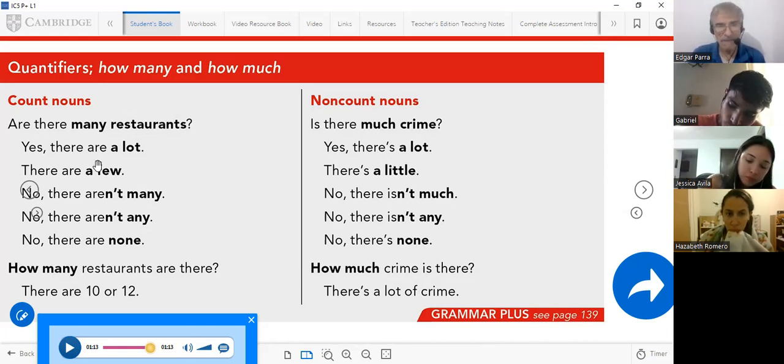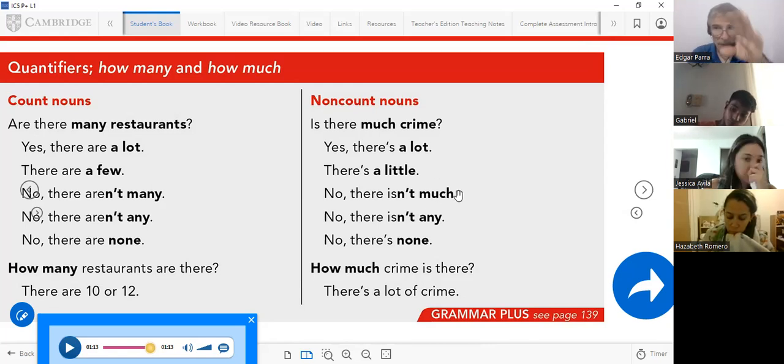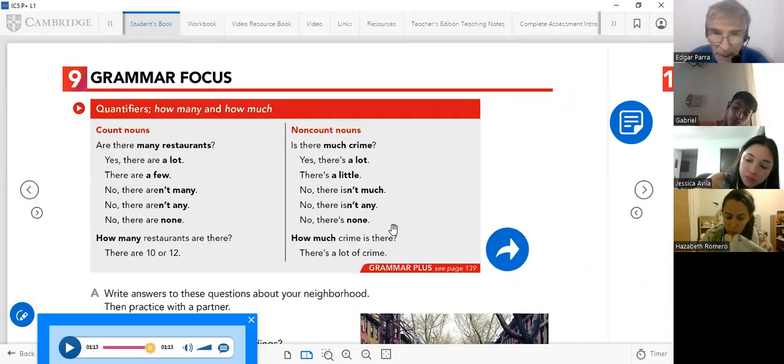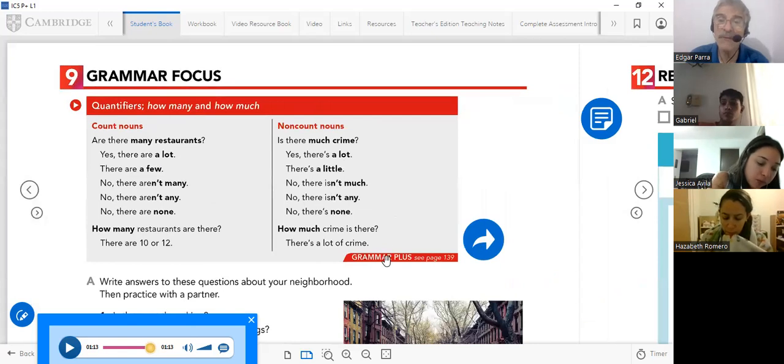And when you change it, few is for countable, but little is for non-countable. Little is for singular. Few is for plural. Many is for plural. Much is for singular. Okay? Do you understand the idea between much and many? Little and few? Is it okay? So let's go to the Grammar Plus, which is on page 139, referred to the quantifiers.